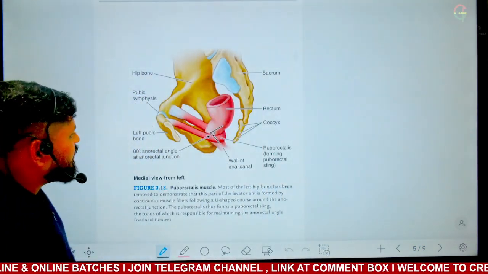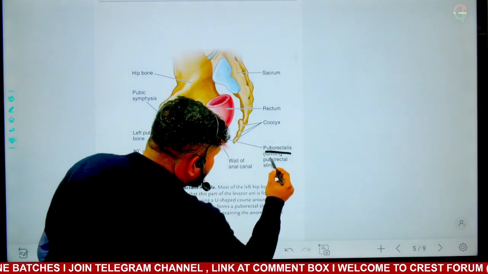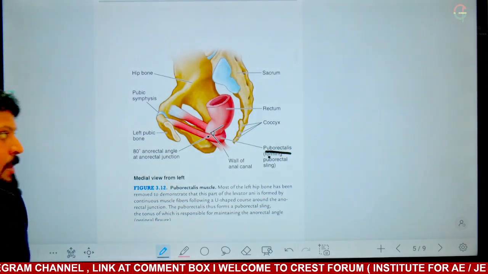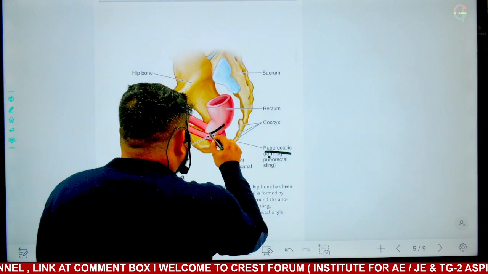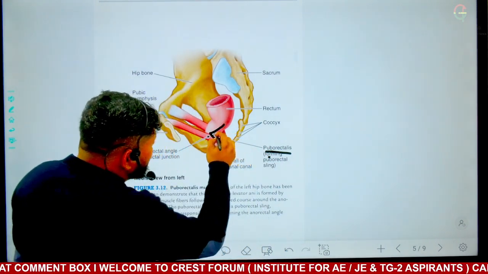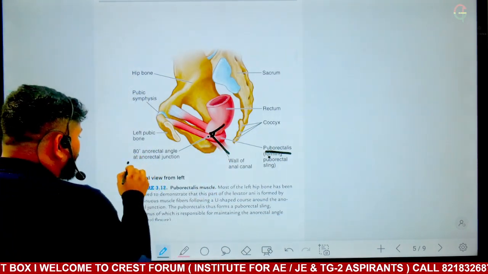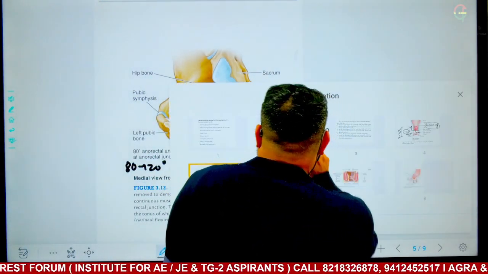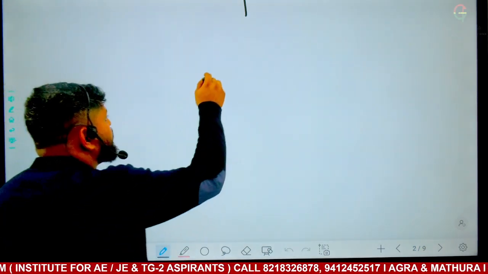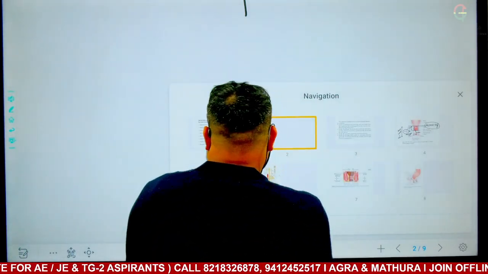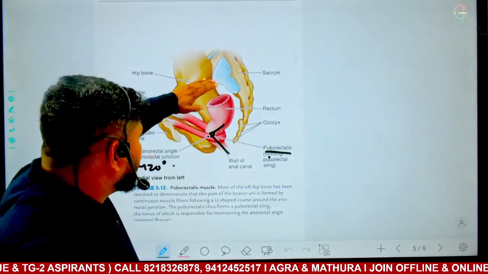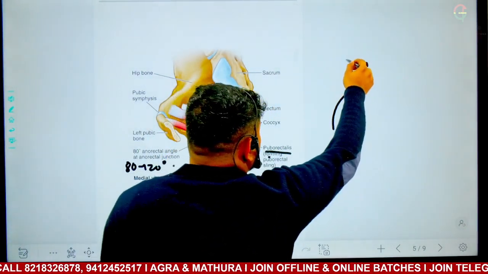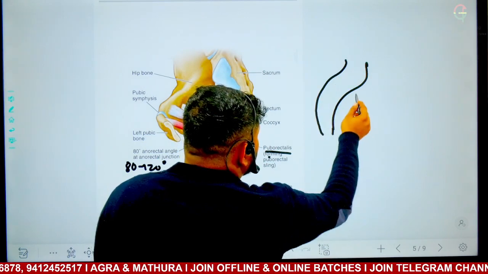The anorectal ring is formed by the puborectalis muscle. The puborectalis muscle forms an angle with the rectum of about 80 to 120 degrees. What is the significance of this angle? As you can see, the anal canal is not straight. It is a curved path.